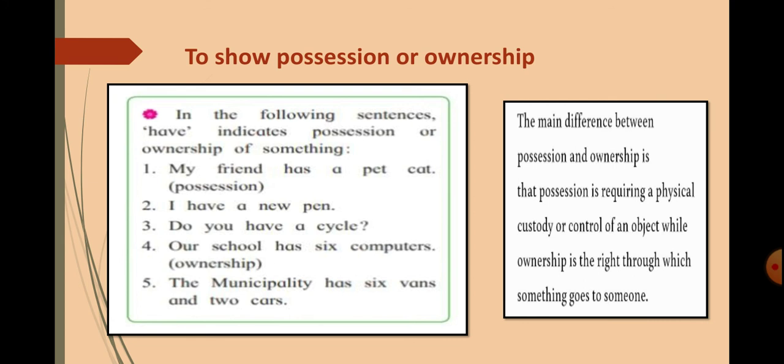Third example, do you have a cycle? Fourth, our school has 6 computers. It shows the ownership. Next example, the municipality has 6 vans and 2 cars. The main difference between possession and ownership is that possession requires physical custody or control of an object, while ownership is the right through which something goes to someone.